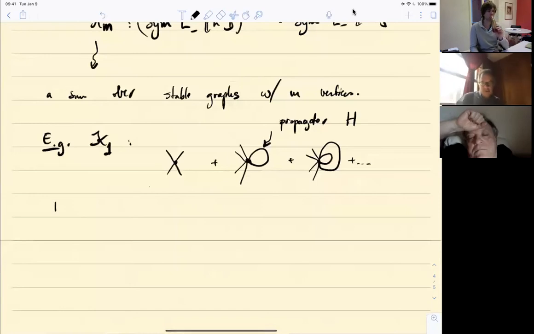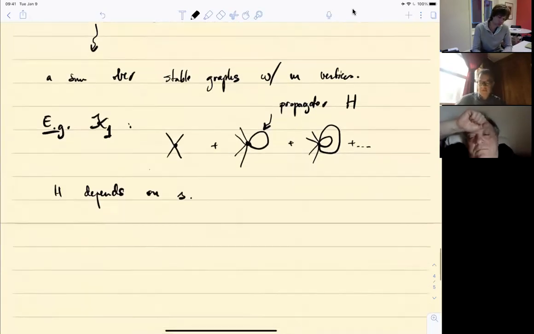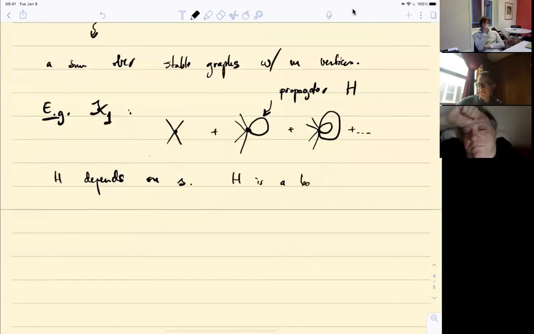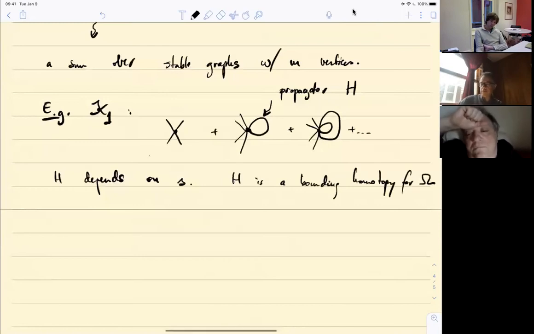H depends on S, on the splitting S. Let me not tell you the formula. It's in the paper. It's some kind of messy combinatorial formula. But the important thing, what H does is H is a bounding homotopy for omega.